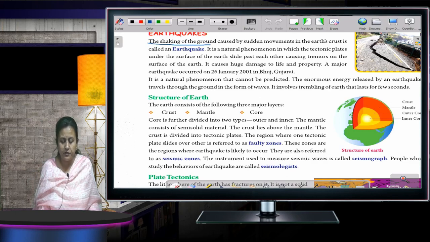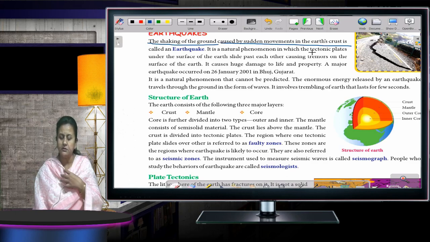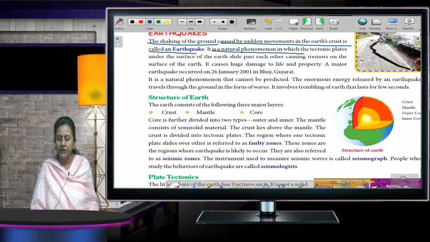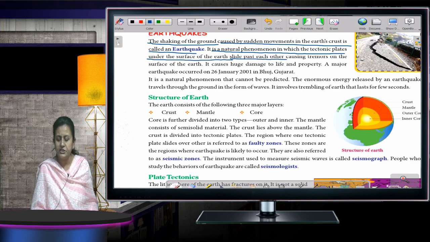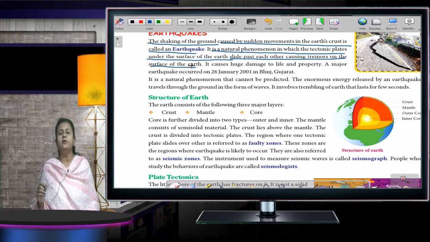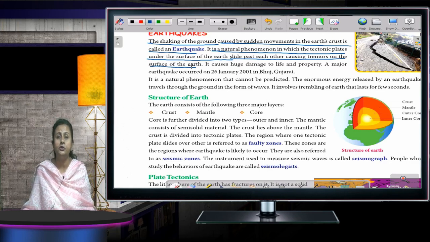The shaking of the ground caused by sudden movement in the earth crust is called an earthquake. Okay. It is a natural phenomenon in which the tectonic plates under the surface of the earth slide past each other, causing tremors on the surface of the earth. And whenever an earthquake is there, a huge loss of both life and property occurs.